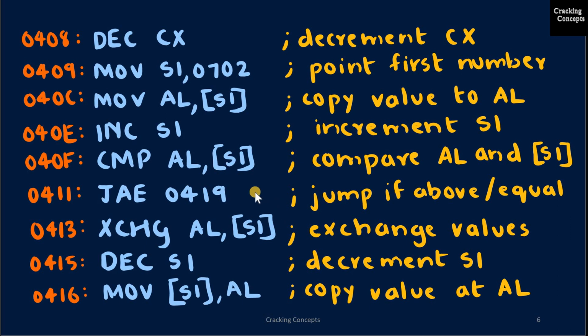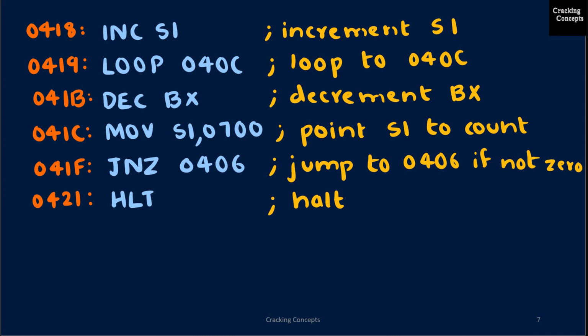Now, if that's not the case, that is, if the value of AL is lesser, we need to exchange the values between the location pointed by SI and AL. So here we have the step which does that, which is a 2-byte instruction. Then we decrement the value of SI by 1, which is a 1-byte instruction, and move the value at AL to the new location pointed by SI. That is a 2-byte instruction.